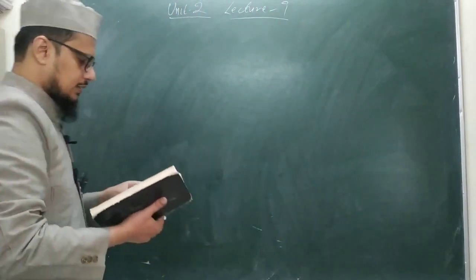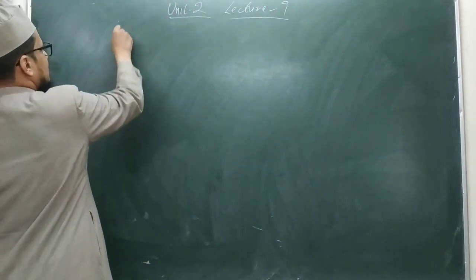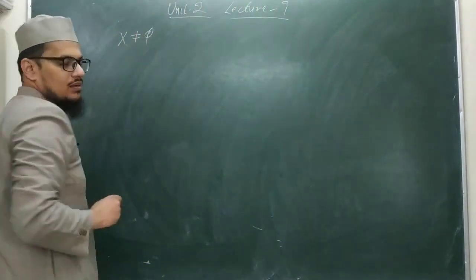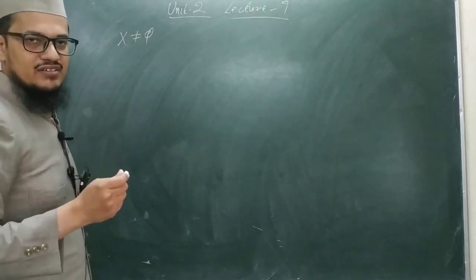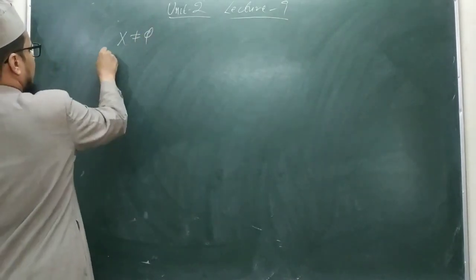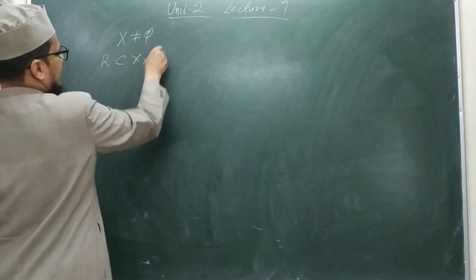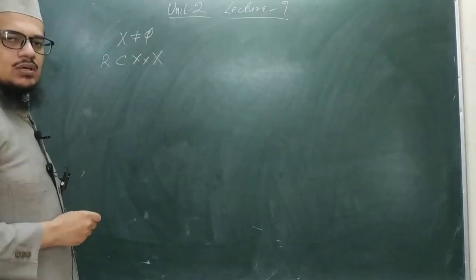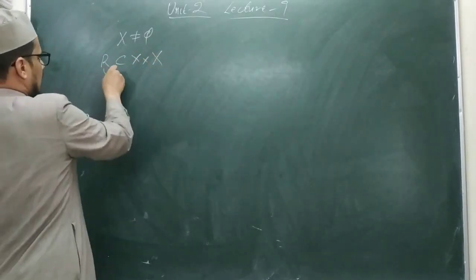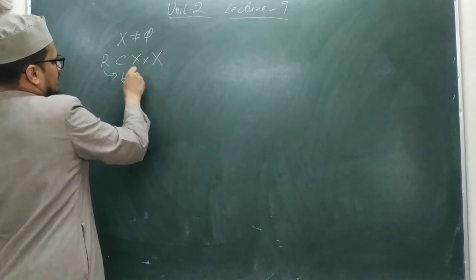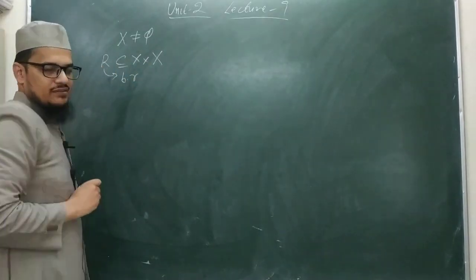Now let's start. X is a non-empty set, correct? When we say that R is a binary relation on a set X, R is a subset of X cross X. This we know from before. So R is said to be a binary relation when R is a subset of X cross X, correct?